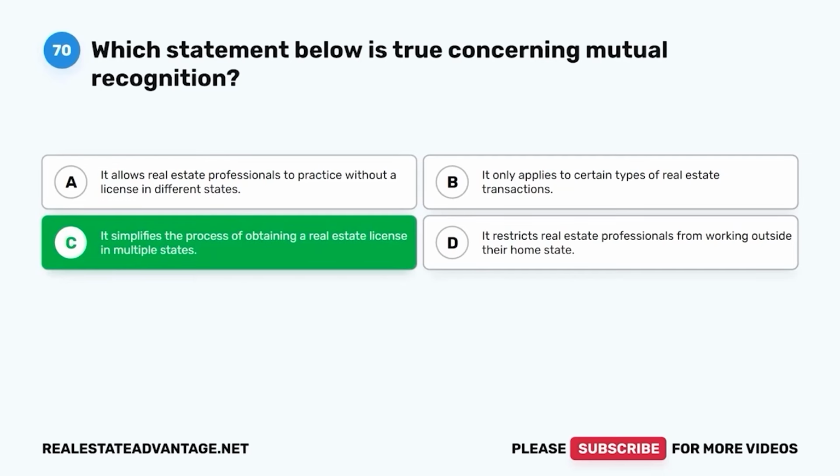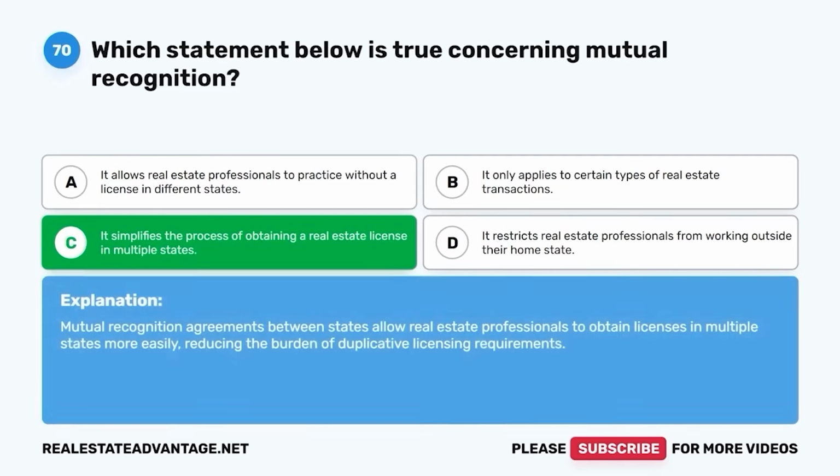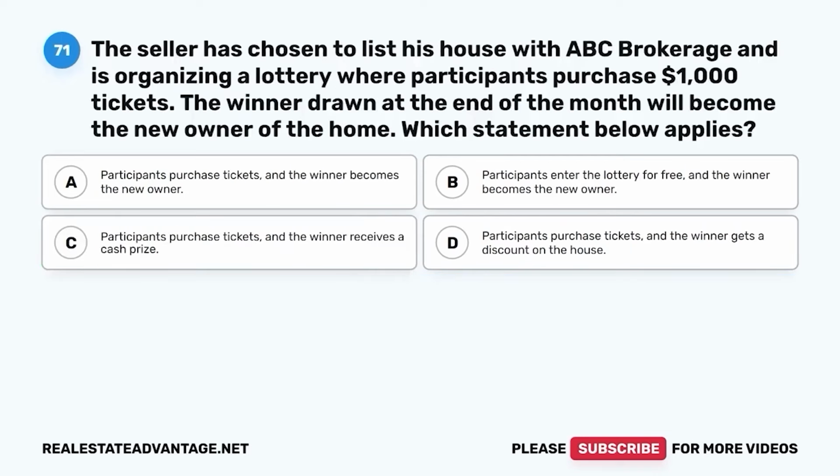It simplifies the process of obtaining a real estate license in multiple states. Mutual recognition agreements between states allow real estate professionals to obtain licenses in multiple states more easily, reducing the burden of duplicative licensing requirements.